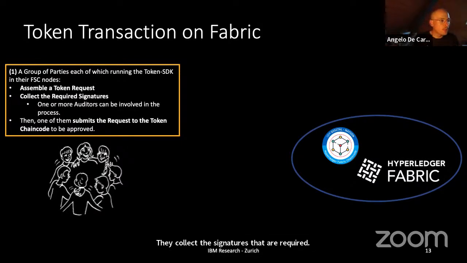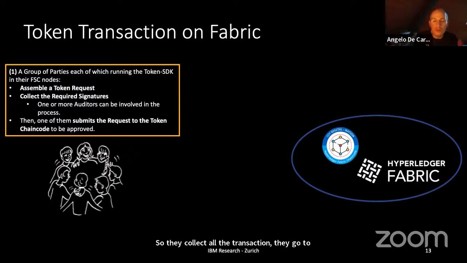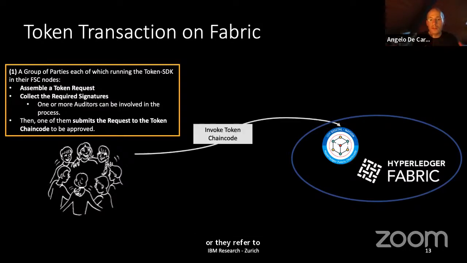Remember, it's important that only the rightful owners can transfer certain tokens. Who is the rightful owner? Who can produce a valid signature under the public key that is actually owning the token. So they collect all the transactions, they refer to an auditor if this is a requirement in the system, and then at some point they send this token request to a chain code in Fabric.